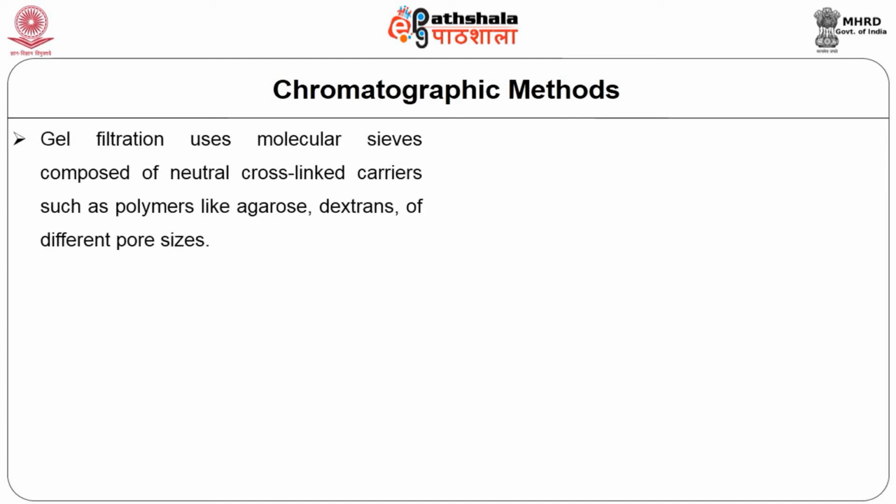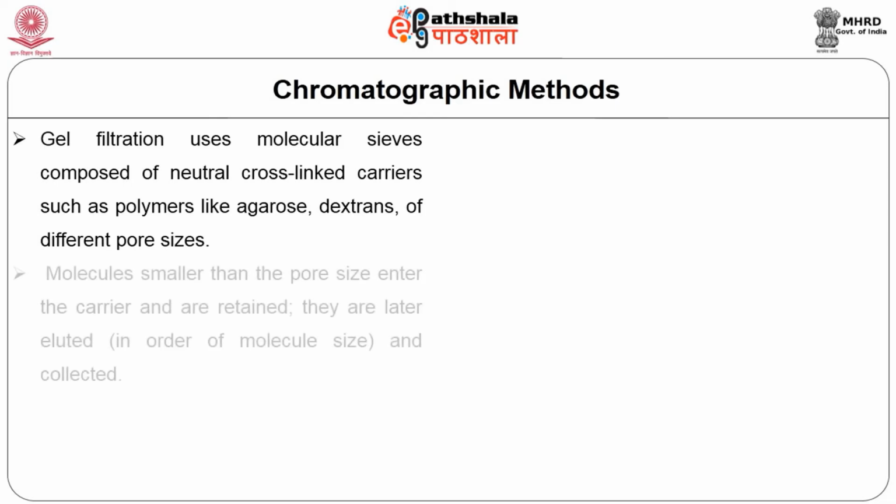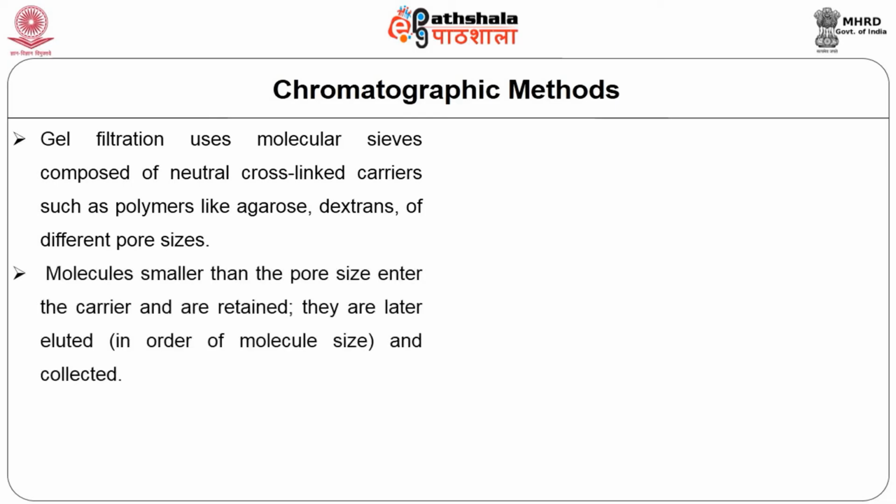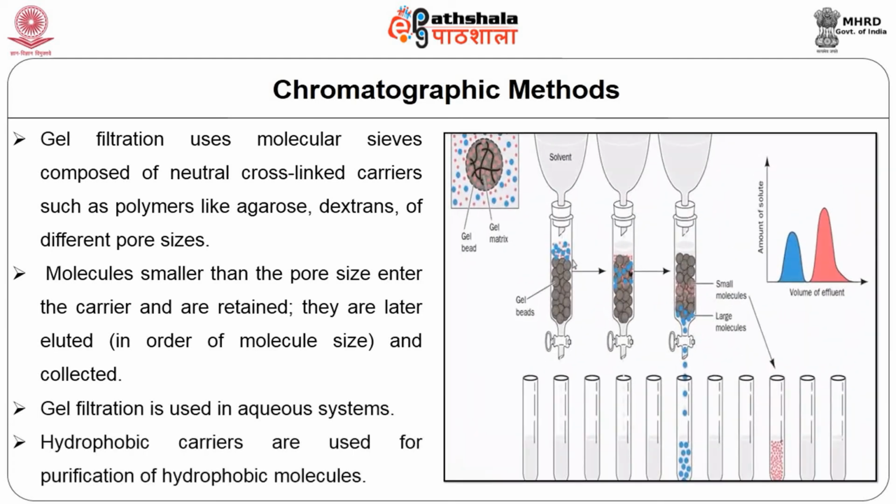Gel filtration uses molecular sieves composed of neutral cross-linked carriers such as polymers like agarose, dextrons of different pore sizes. Molecules smaller than the pore size enter the carrier and are retained. They are later eluted in order of molecular size and collected. Gel filtration is used in aqueous systems. Hydrophobic carriers are used for purification of hydrophobic molecules.